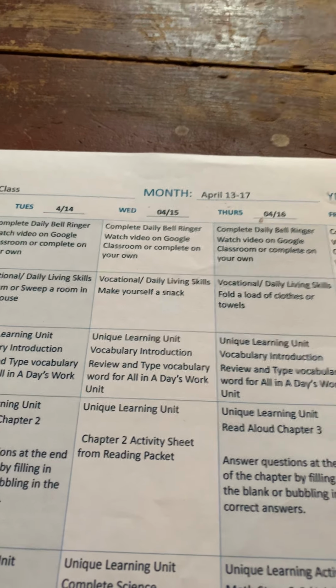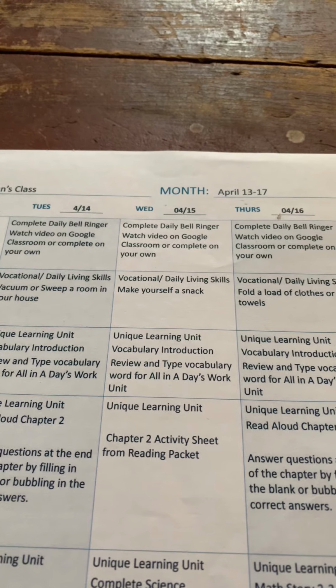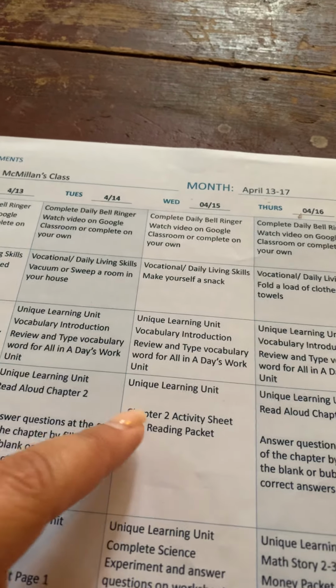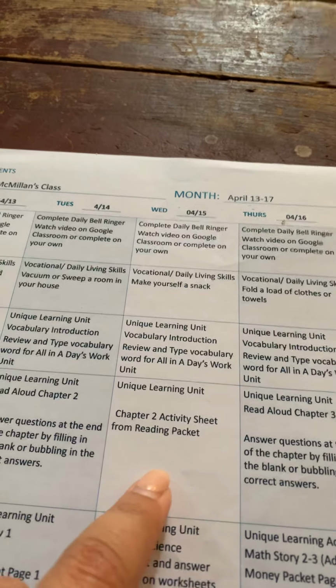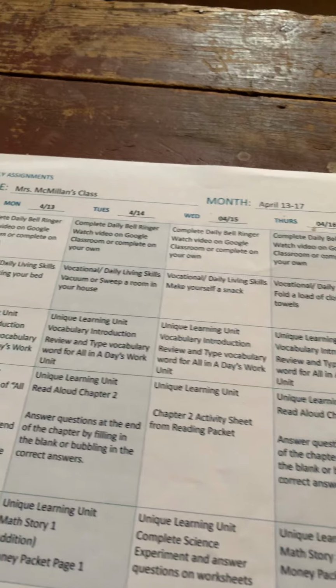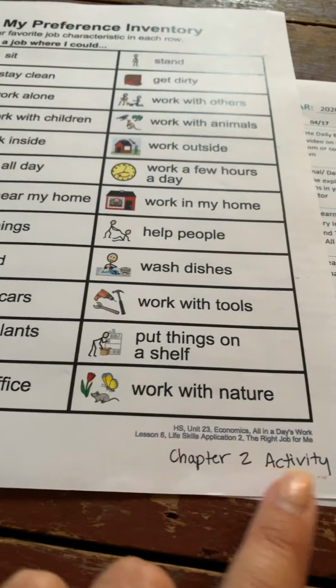Hopefully you made your vocabulary words into flashcards because it'll be a lot easier for you to review them and type them if they're in flashcard form. You're not going to read a new chapter today, but today you're going to complete the Chapter 2 activity sheet. If you look in your packet, it'll say at the bottom, Chapter 2 activity sheet, and it should be in your book right after Chapter 2.